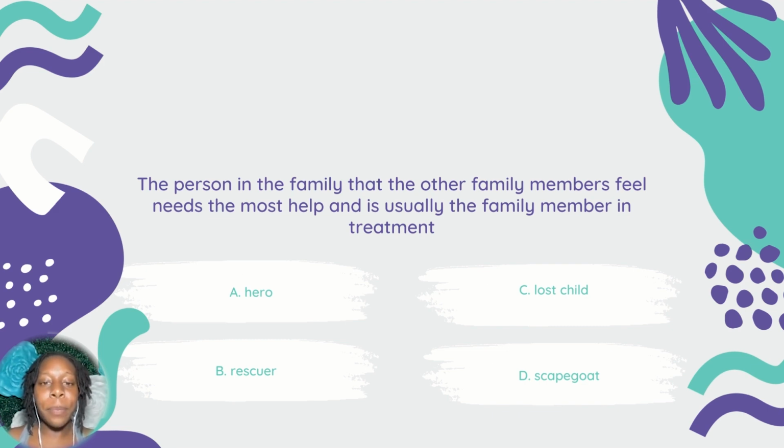All right. The person in the family that the other family feels needs the most help, and is usually the family member in treatment. So I want y'all to think about that model that has all of the dysfunctional family roles in it. Think about that as you're answering this question. I'll give you 10 seconds.